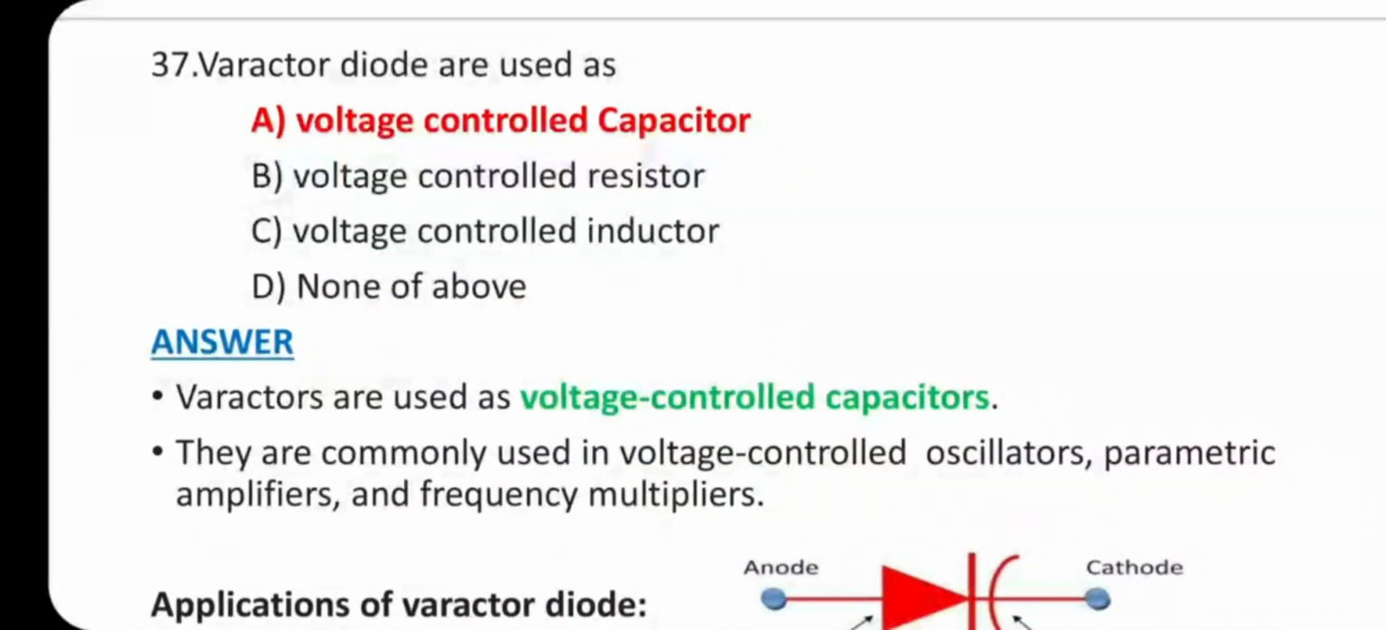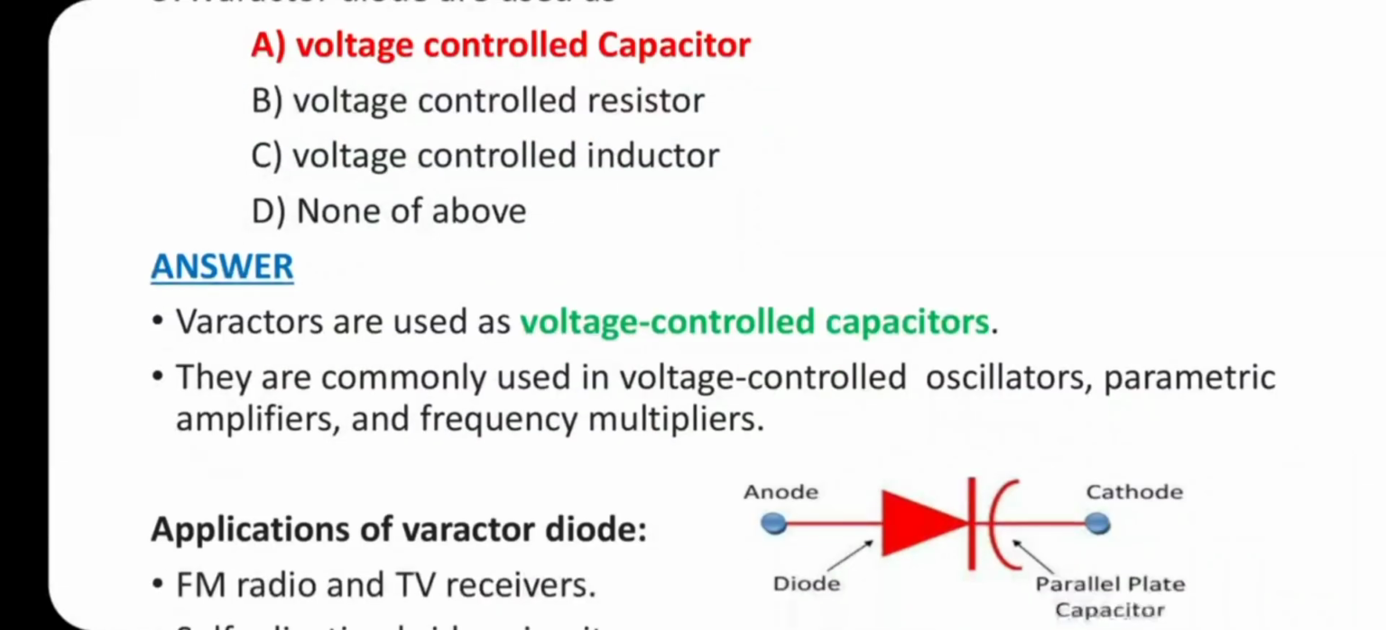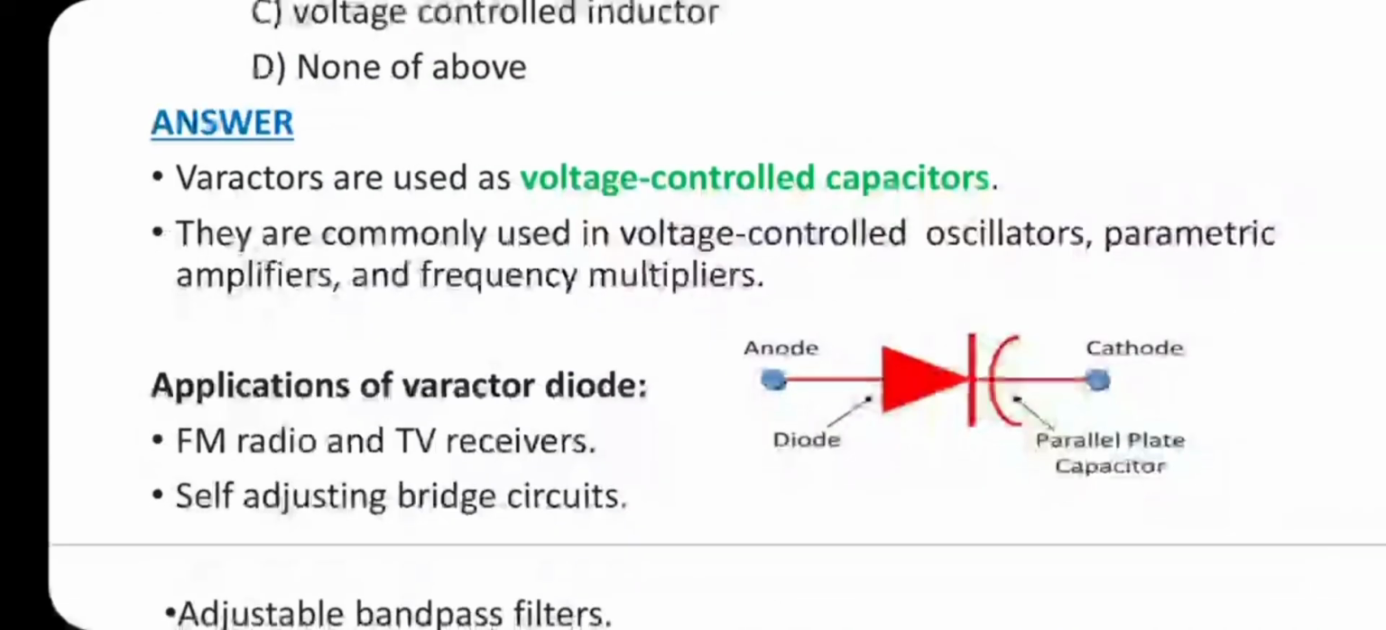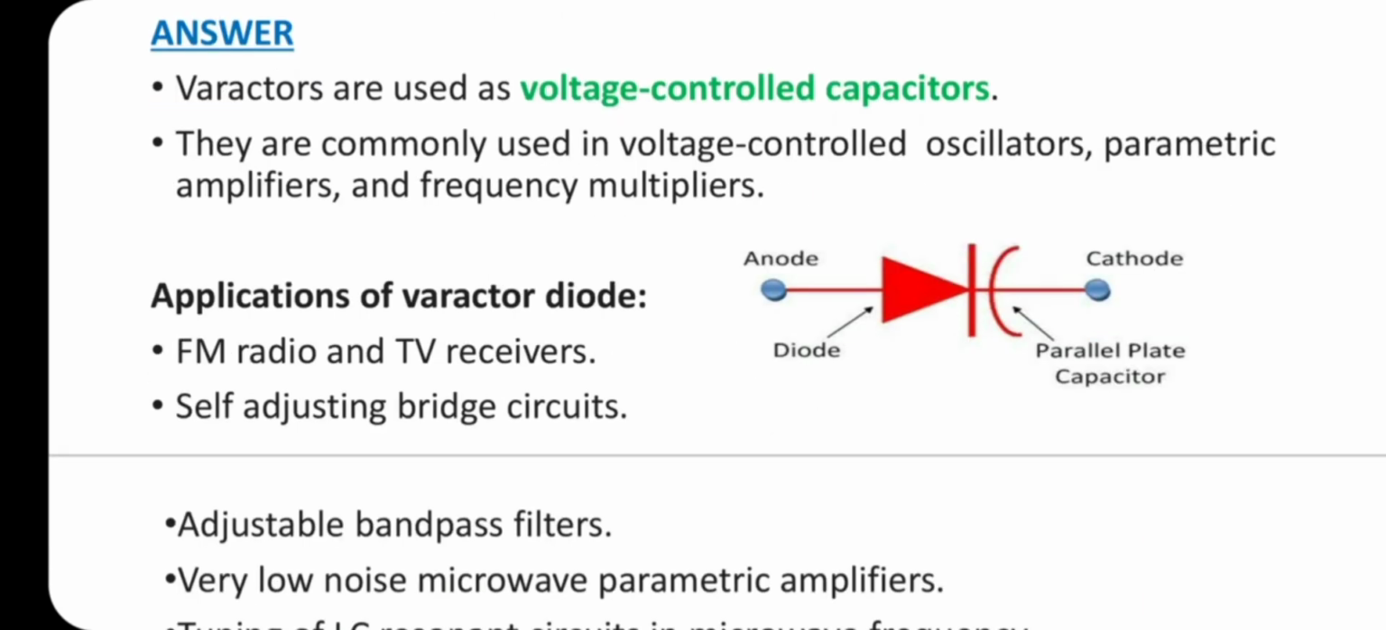Question number 37. Varactor diodes are used as a voltage controlled capacitor. Is the correct answer. Varactors are used as voltage controlled capacitors. They are commonly used in voltage controlled oscillators, parametric amplifiers, and frequency multipliers. This is a symbol of varactor.